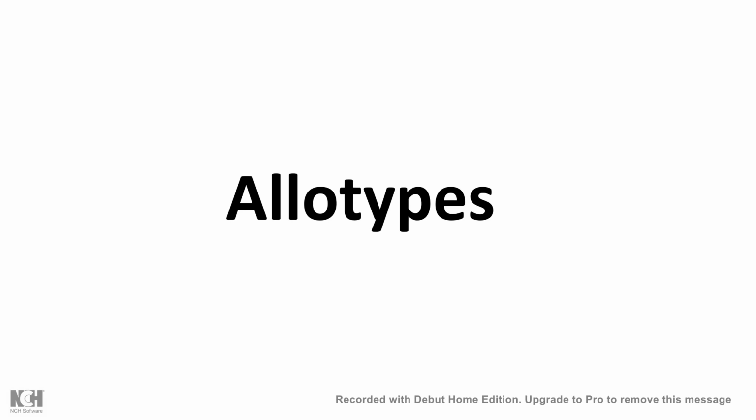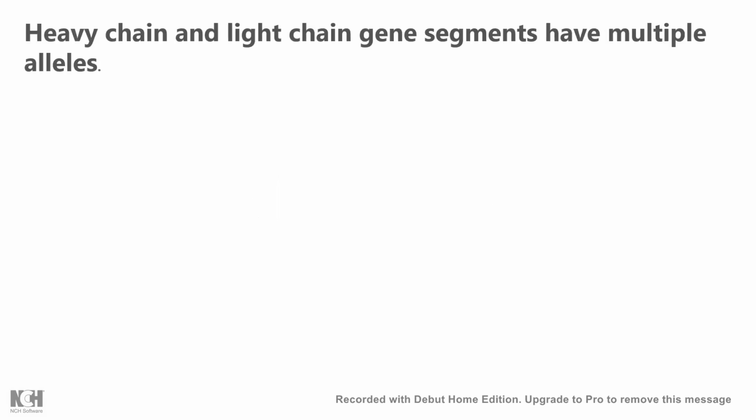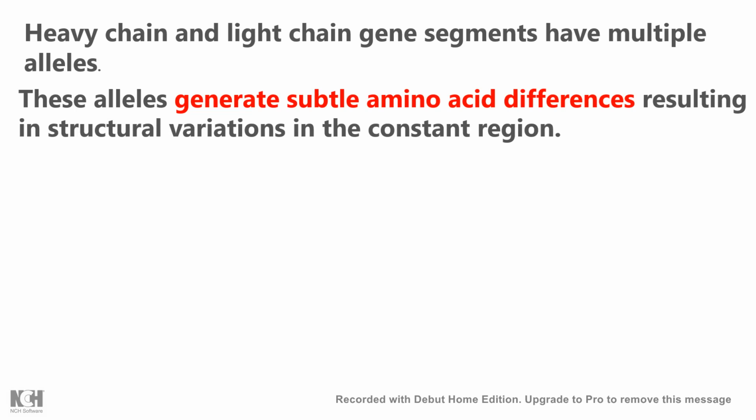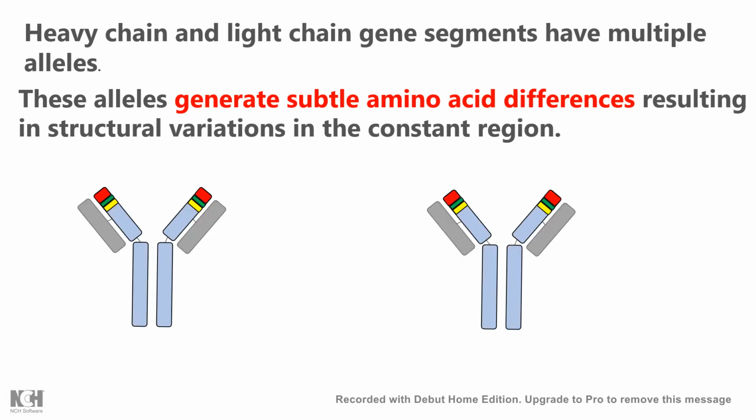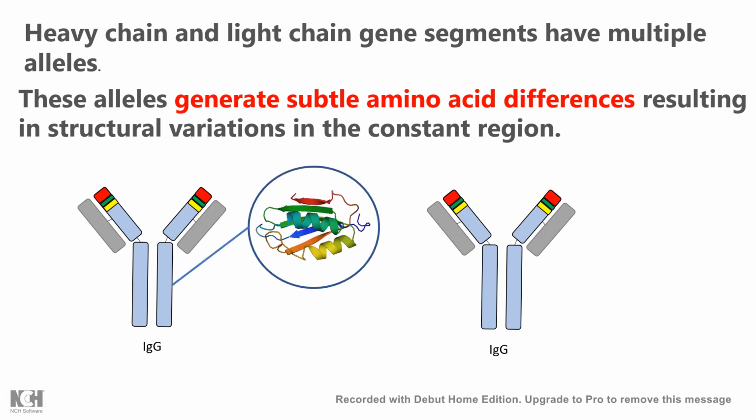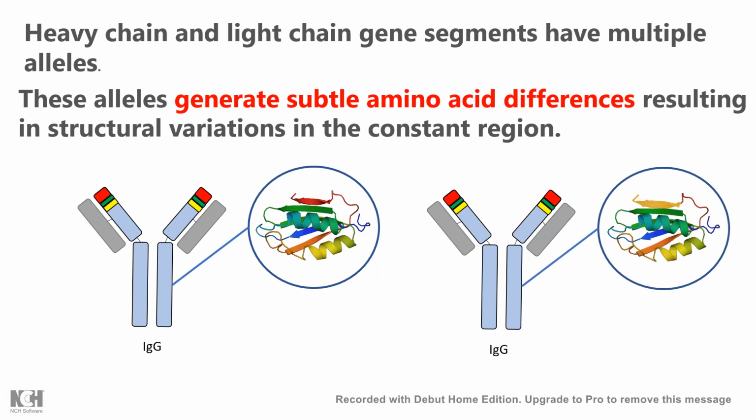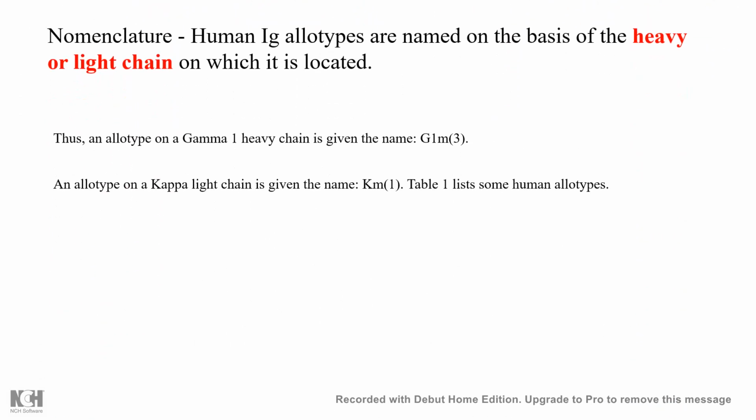Similarly, our IgG gene segments also have allelic variants, which code for minute differences in amino acids, but they produce different antibodies. The heavy chain and the light chain gene segments have multiple alleles, and these alleles could generate minute differences, mainly in the constant region of the light chain and heavy chain. Let's say we have two antibodies, both IgG, but in the constant region they have a minute difference, and as a result their structure differs slightly. These are allotypes of one another because they are encoded by different allelic variants.